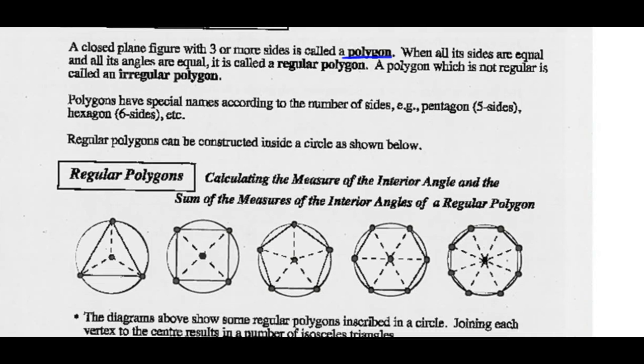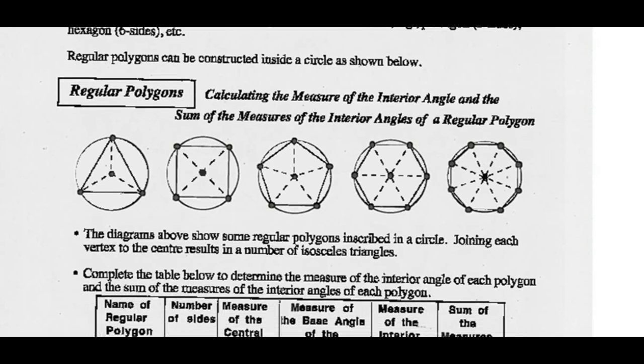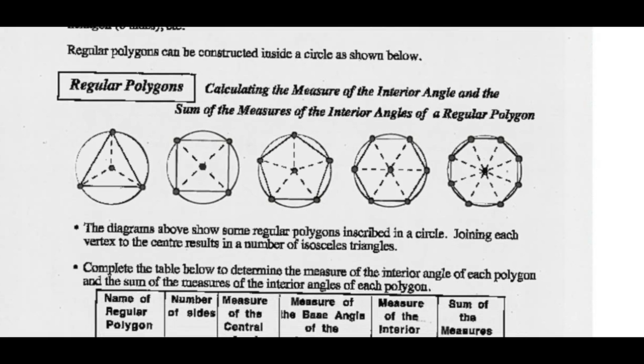Polygons have special names according to the number of sides. Pentagons are 5-sided, hexagons are 6-sided. Stop signs, which are octagons, are 8-sided. Regular polygons can be constructed inside a circle as shown. So these regular polygons are inscribed in the circle. That means they've got their vertices on the outside of the circle.